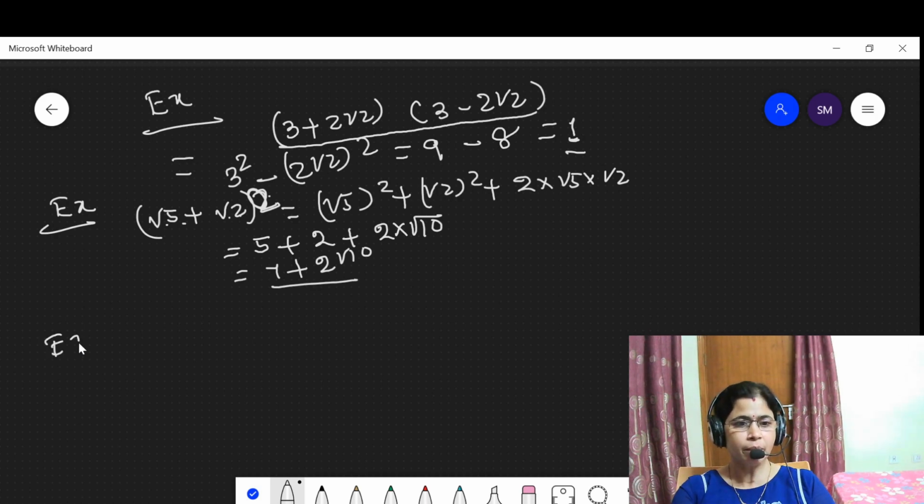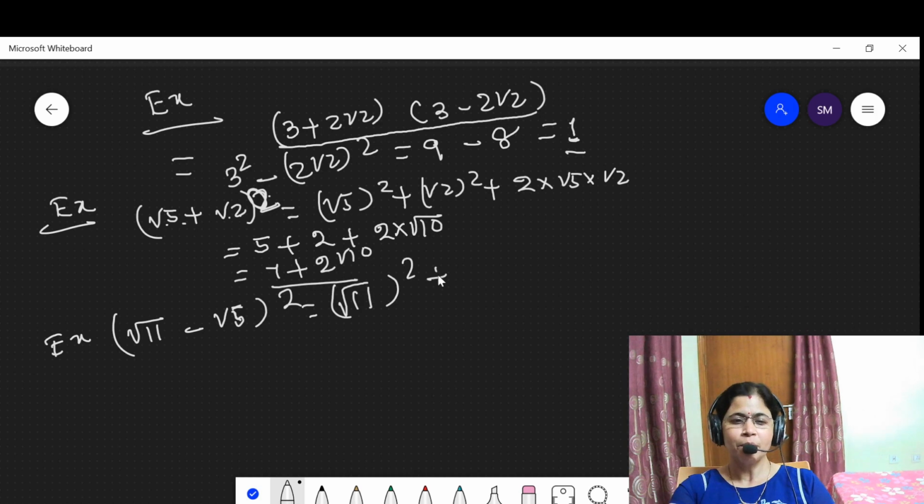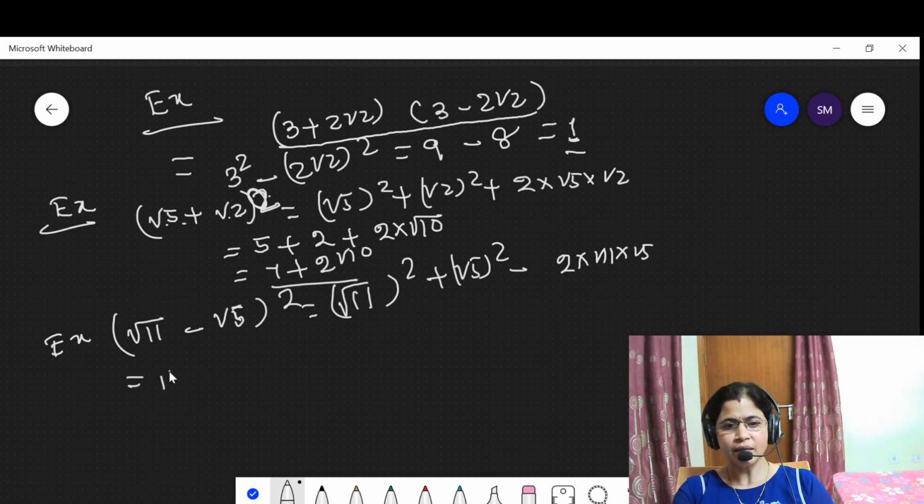Here is another example. In the same way, you have to simplify the given expression: (root 11 minus root 5) whole square. This is also in the form (a minus b) whole square. Please students, tell me the identity for (a minus b) whole square. It is very easy: a square plus b square minus 2ab. Am I right? Then root 11 whole square is 11.